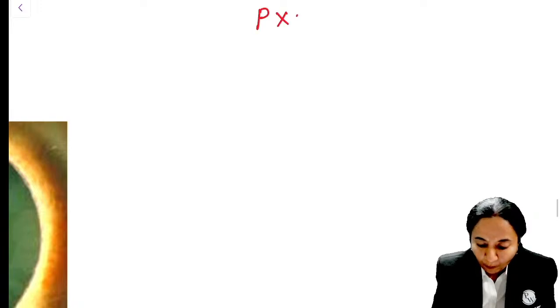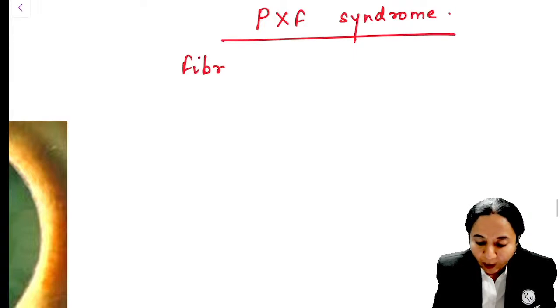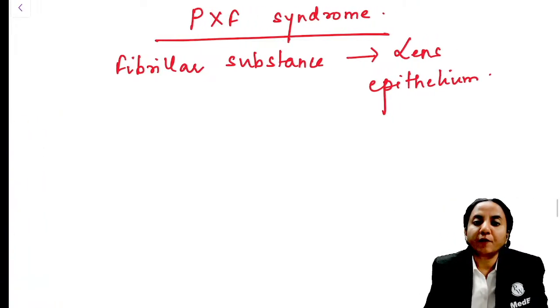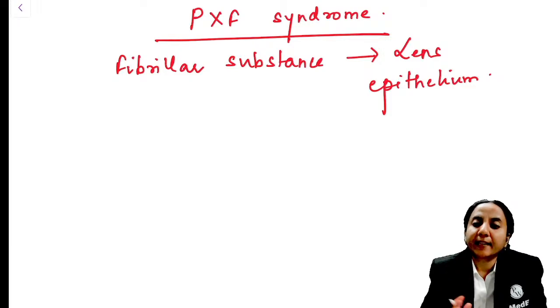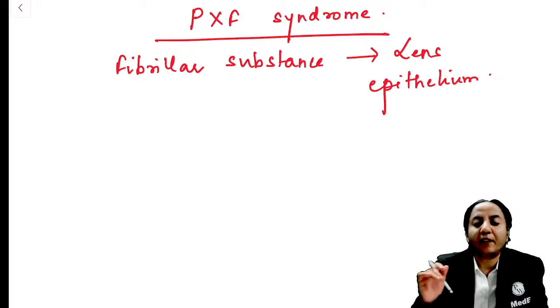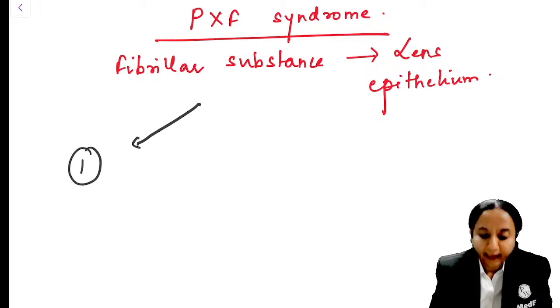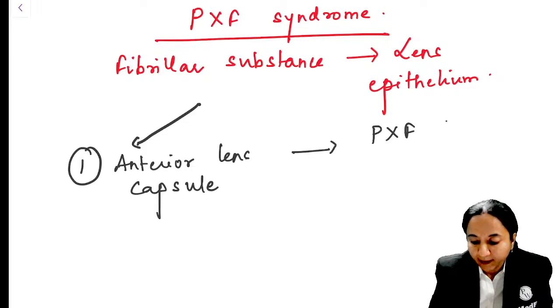Now this PXF syndrome or pseudo exfoliation syndrome is because of the production of a fibrillar substance. And who produces this fibrillar substance? Please remember this, it is produced by the lens epithelium. This substance gets deposited in different ocular structures giving rise to the different features of PXF syndrome. So number one, it gets deposited on the anterior lens capsule. And when it gets deposited on the anterior lens capsule, it gives rise to the PXF ring.